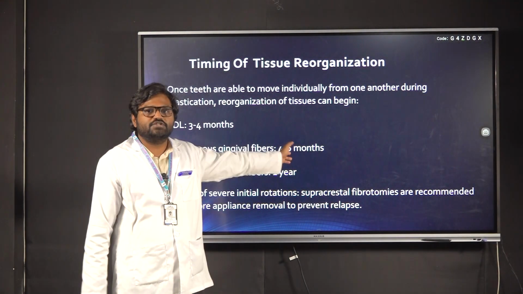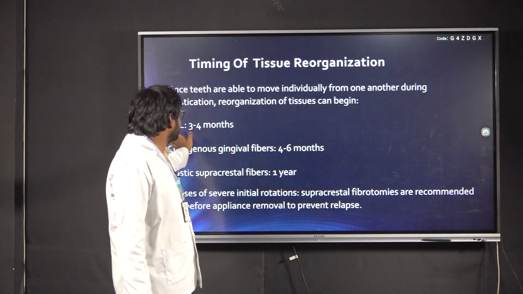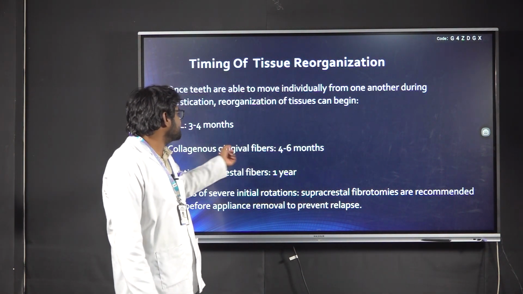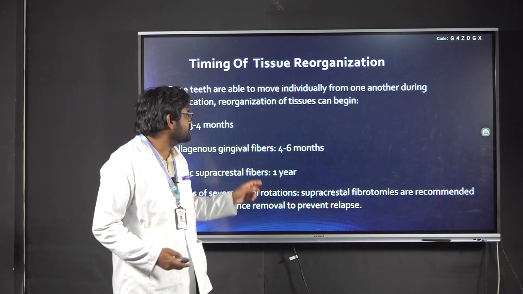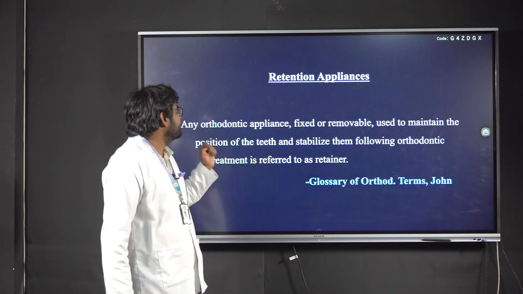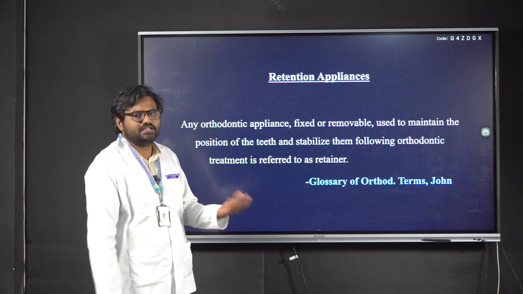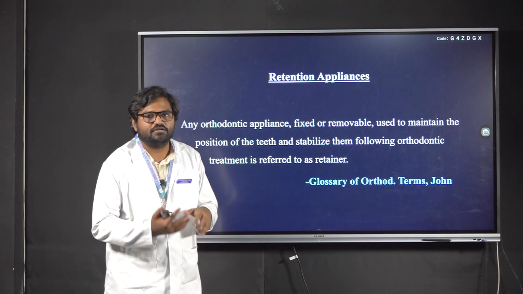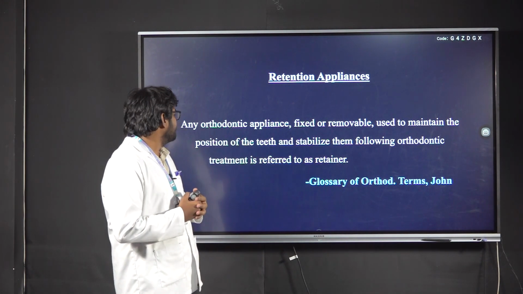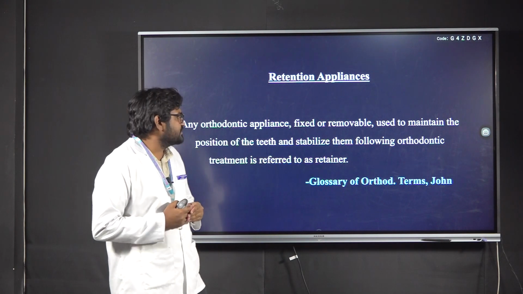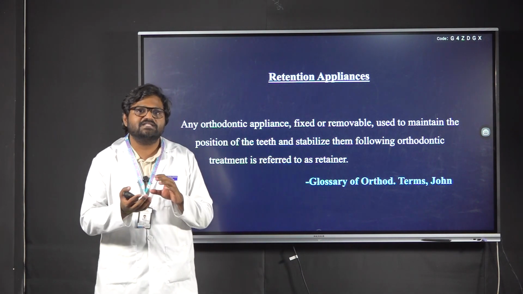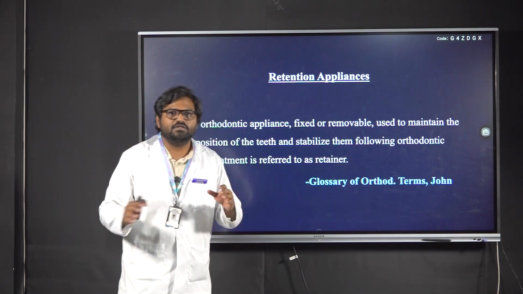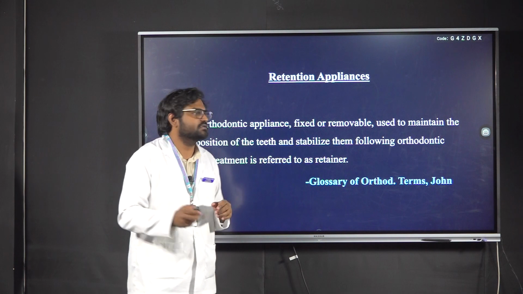So what is the timing of the tissue reorganization? Basically, the PDL takes about 3 to 4 months to reorganize, the supracrestal fibers take about 1 year, and the collagenous gingival fibers take about 4 to 6 months. So what are your retention appliances? They could be fixed or removable appliances used to maintain the teeth in the new position and stabilize them following orthodontic treatment, referred to as a retainer. They retain the new positions until the tissues and bone are remodeled, reorganized and adapted.